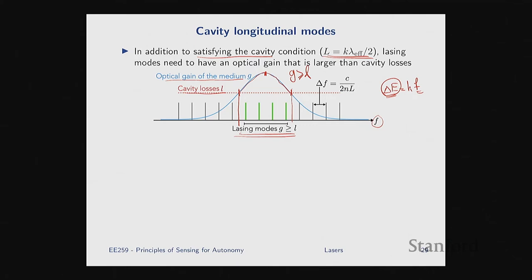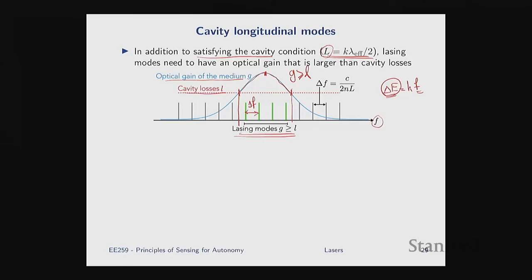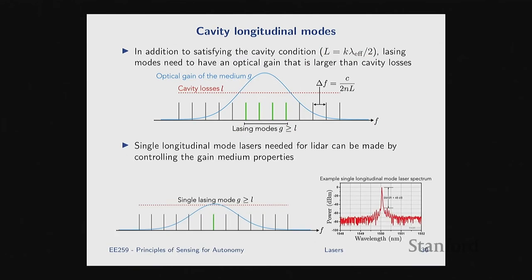And again, why are these discretized modes? Because of the cavity condition, and delta F is the frequency spacing between individual modes that can lase. In practice, when you design a laser, you can engineer this gain curve and the losses such that G bigger than or equal to L is only satisfied for one mode. You lower your gain or increase your losses so that only one mode satisfies G bigger than or equal to L, and then you make a single longitudinal mode laser. Those are the types of lasers we want for LiDARs, for instance.